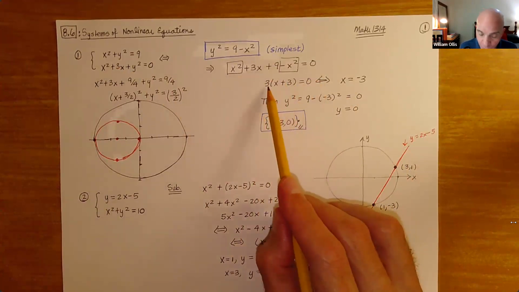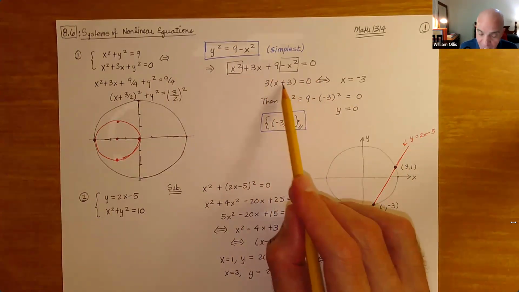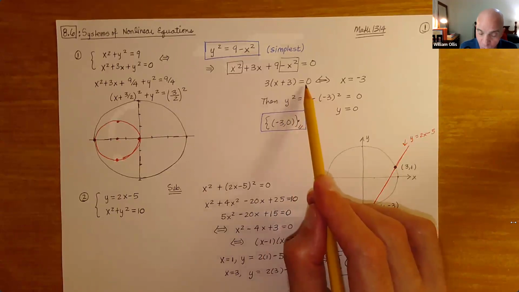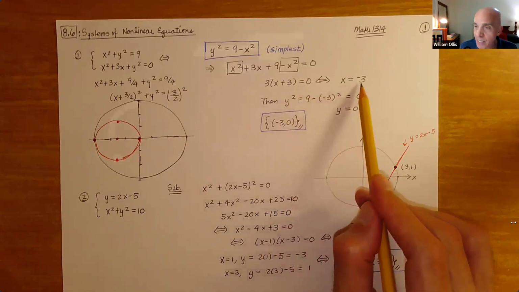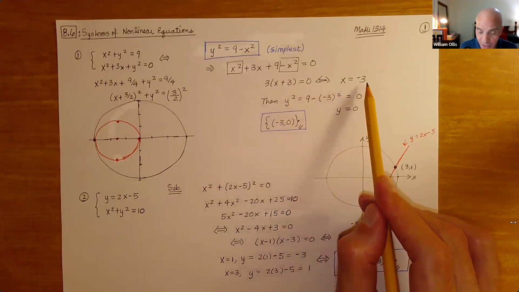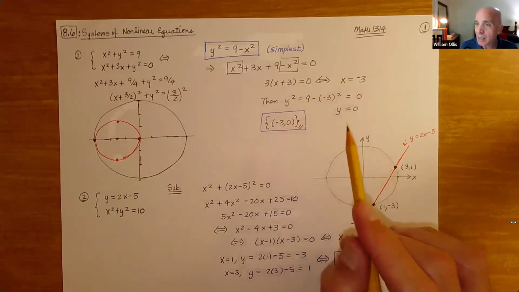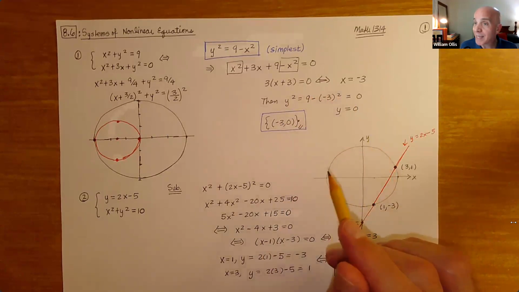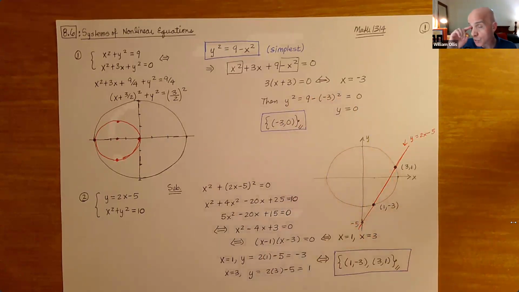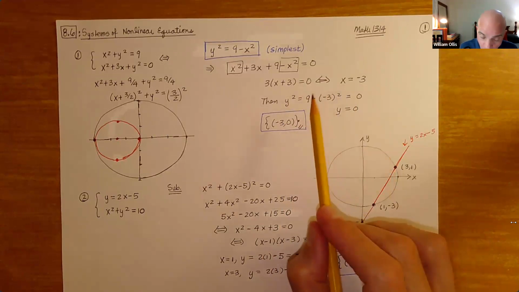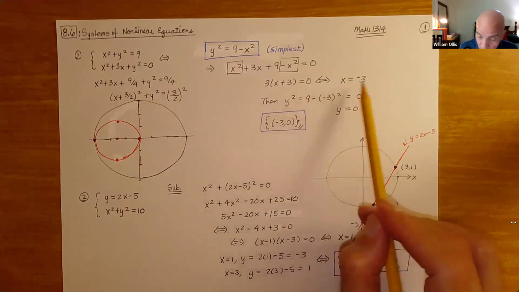We factor the 3, so we have 3 times x plus 3, and by zero product, we just get x equals negative 3. And there is certainly no reason to assume that that would be an answer that would be incompatible with the original set of equations. And now, of course, we're good to go.